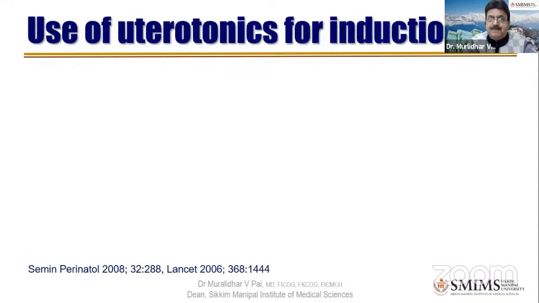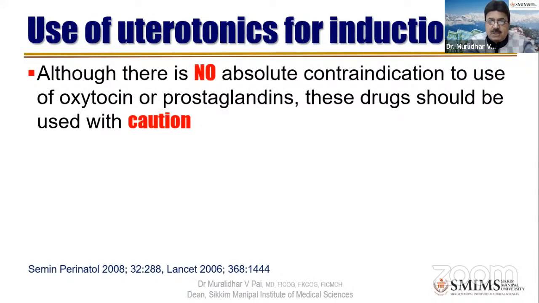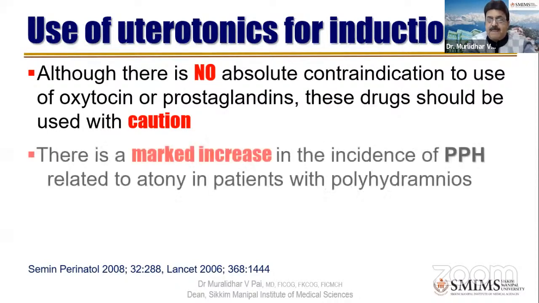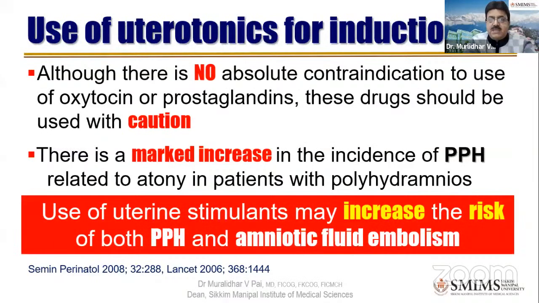Use of uterotonics for induction, can we use or not, is a big question. Although there is no absolute contraindication to use oxytocin or prostaglandin, these drugs should be used with caution because there's a marked increase in incidence of PPH. It sounds paradoxical, yes, but the uterus has been stretched so much. Even if you use oxytocin or prostaglandins, there can still be atonicity and PPH, so it should not be used in a routine way. Use of uterine stimulants may increase the risk of both PPH and amniotic fluid embolism. So that's why it is a controversy.